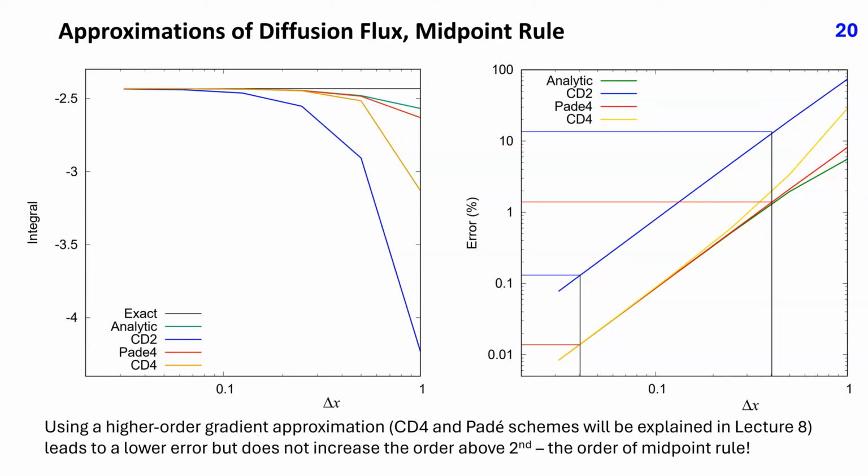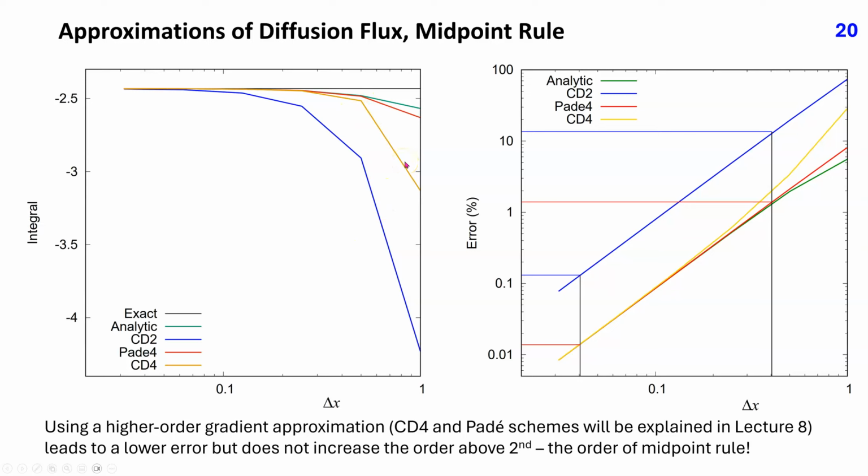Compact Padé approximation of 4th order, labeled Padé 4, the red line. And 4th order central difference using cell center values at two upstream and two downstream cells, labeled CD4, the golden line. We see that all approximations converge monotonically toward the exact value. All underestimate the exact value on coarse grids.